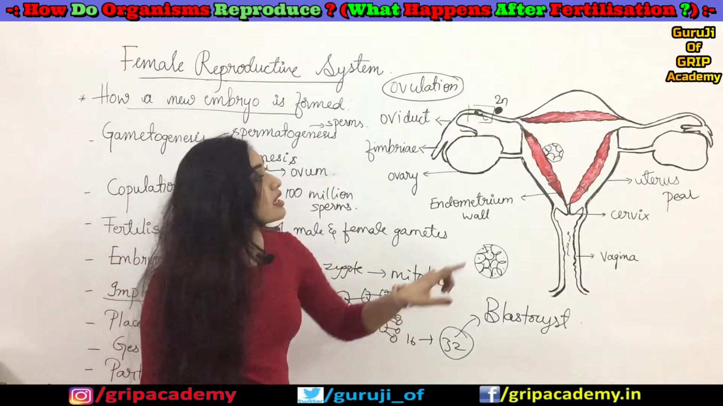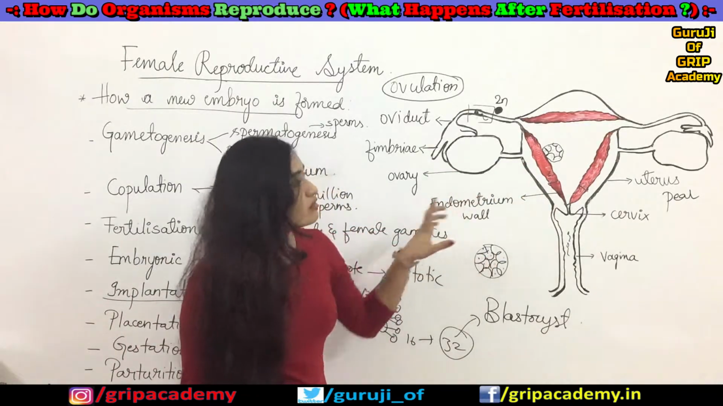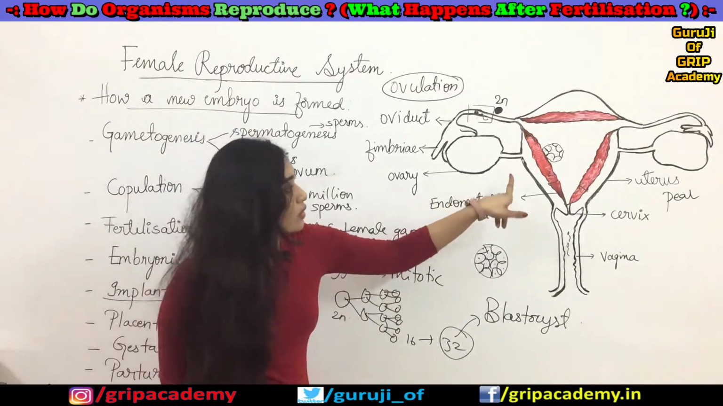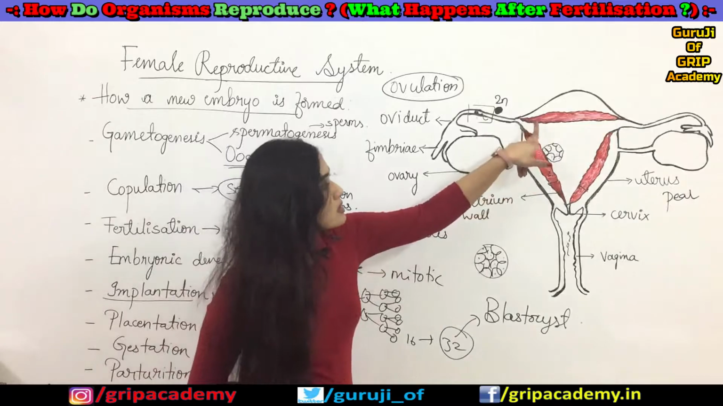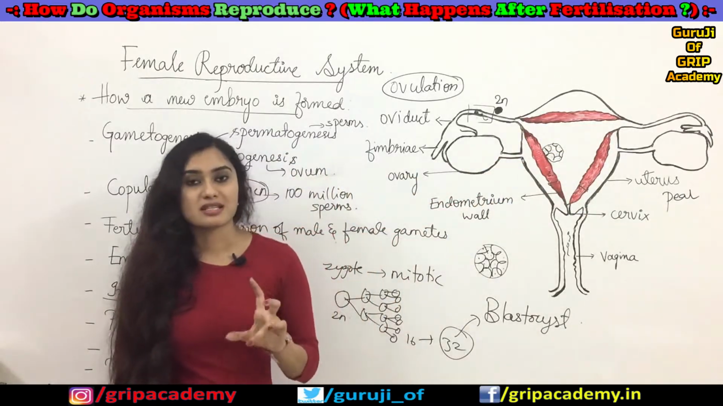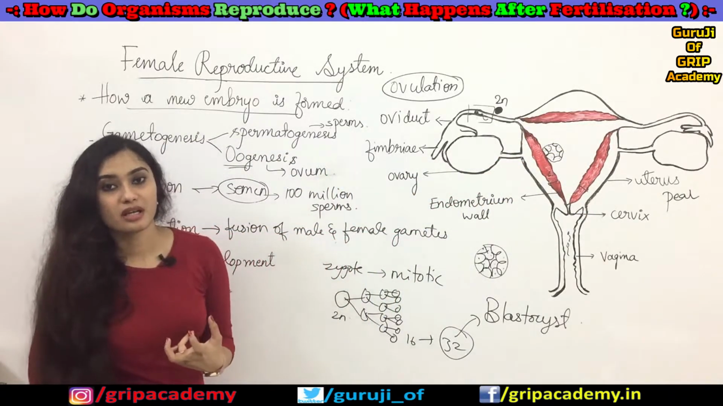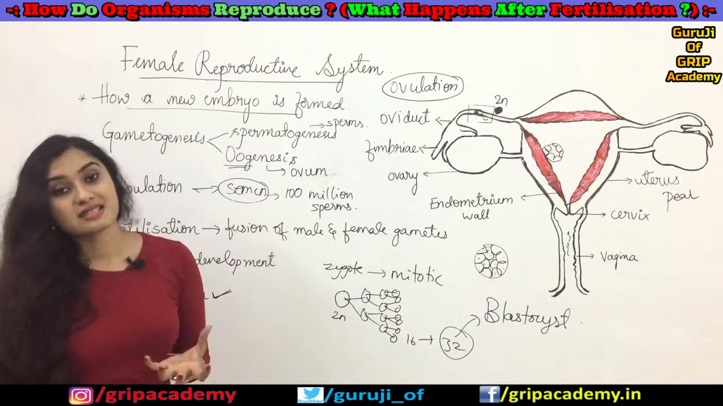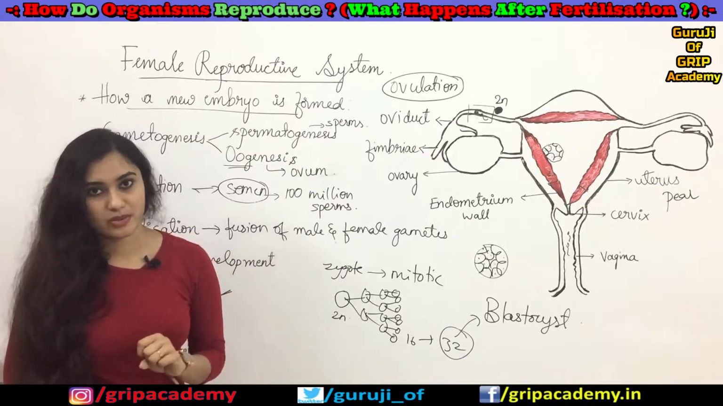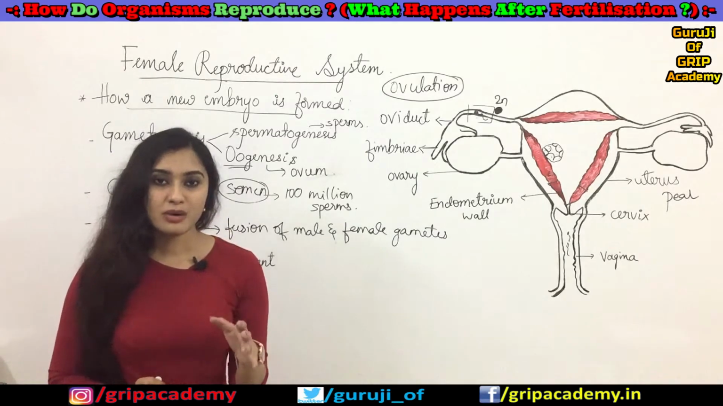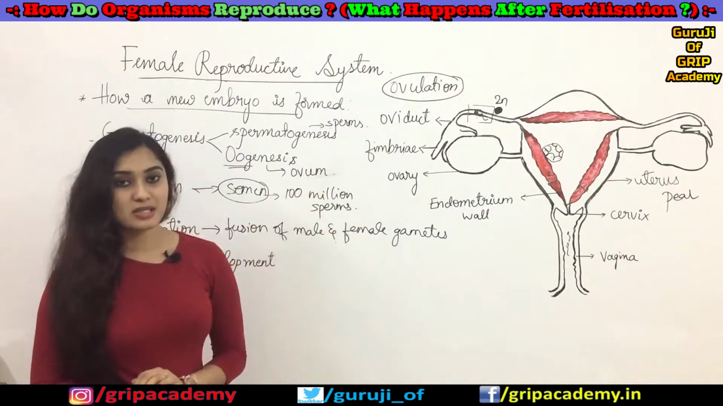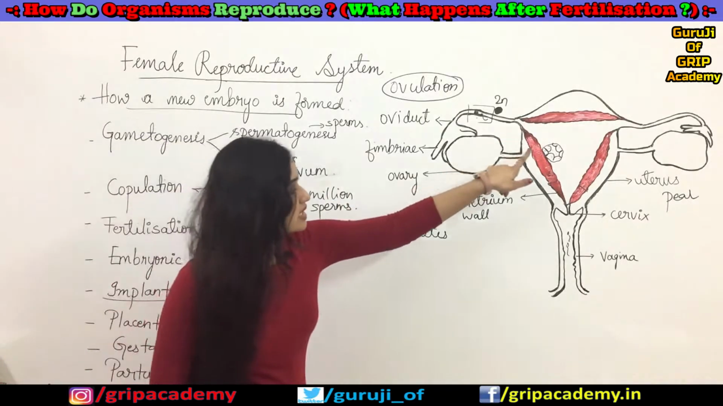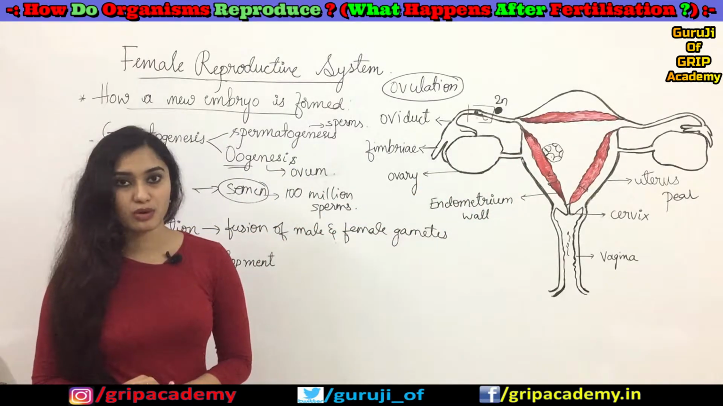So just remember that under the influence of the hormones, in order to receive a fertilized egg every month, the endometrial wall starts becoming thick, and it will be richly supplied with blood vessels as well. Yes, so now implantation is done. The baby, or the blastocyst, has got attached to the inner wall of the uterus.